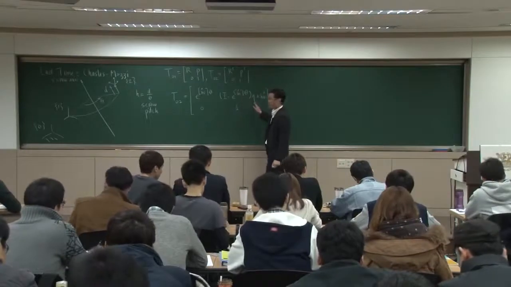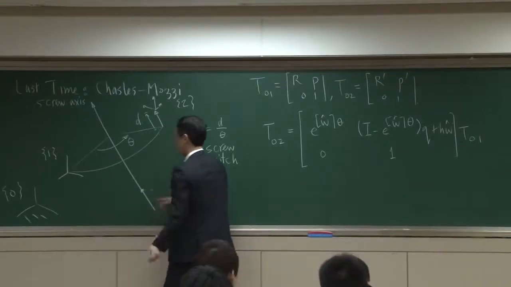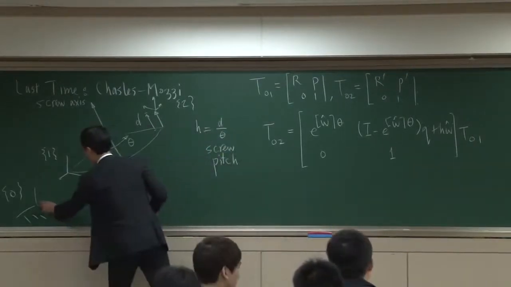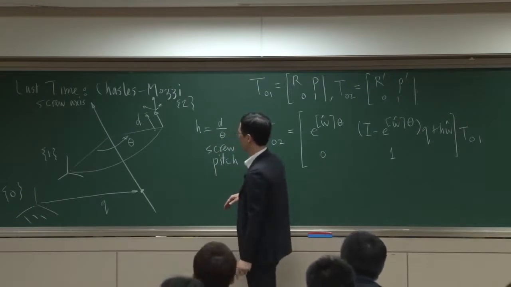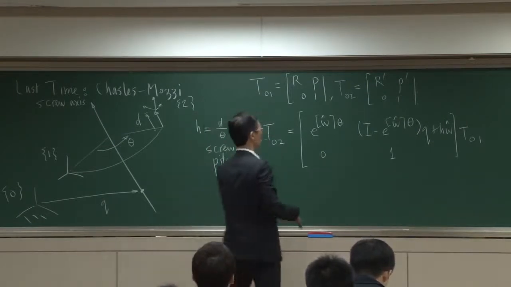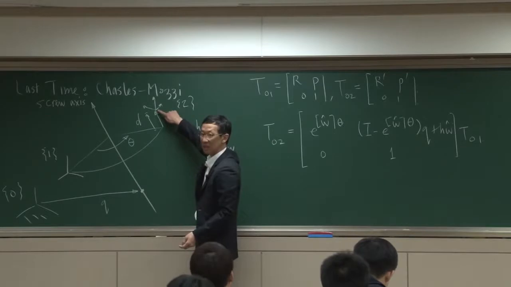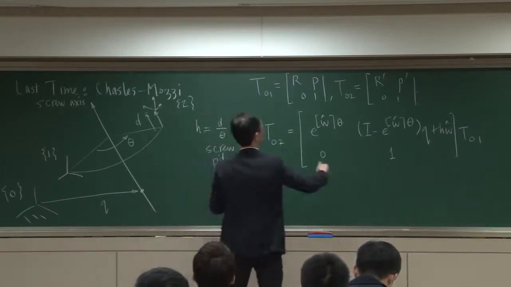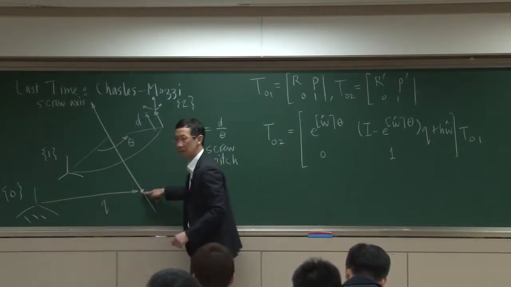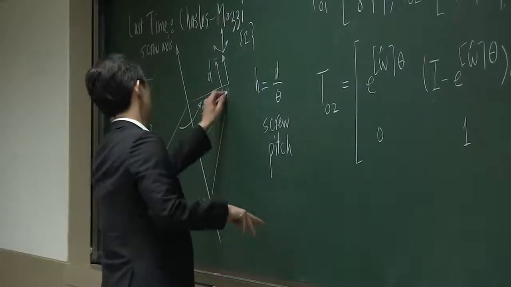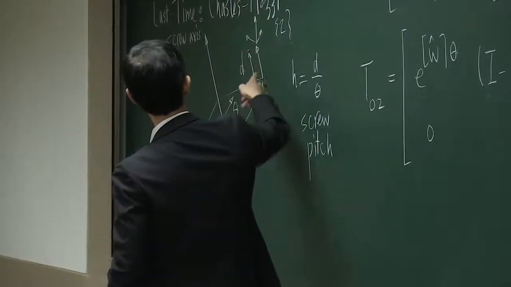Okay, so let's explain what these things mean here. So q is some arbitrary point on the screw axis, and so this vector is q. We get this formula by observing that the origin of frame 2, that's p prime, can be expressed as the sum of this vector plus this vector plus that vector. It's the sum of these three things.